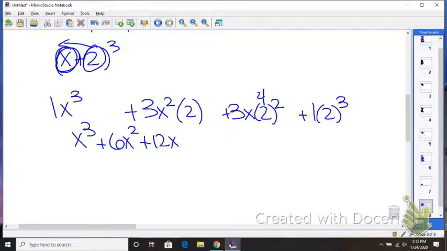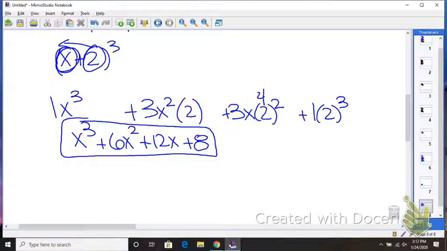And then what's 2 cubed? 8, times 1, which is just 8. And this is your answer. So it's quicker than writing out x plus 2, x plus 2, x plus 2, and foiling and multiplying.